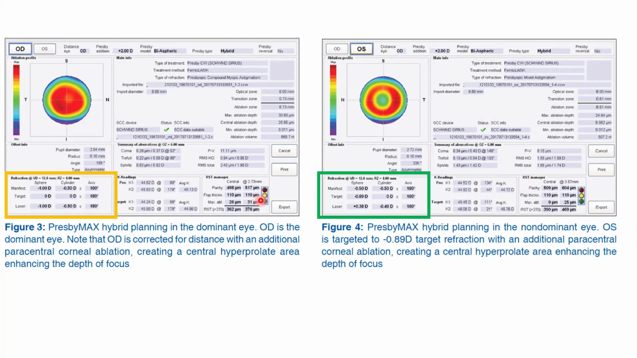An important point to note here is that the target in the PresbyMax is not -1 diopter. I have not understood why in the PresbyMax system they have used figures like 0.89, 0.9, 0.4, 1.8 rather than -1.5, 2 diopters or something like that. It might be according to their nomogram, but their target is -0.89, that is -0.9, like we discussed before. So this is the point to note. In the near eye, the target is more myopic.